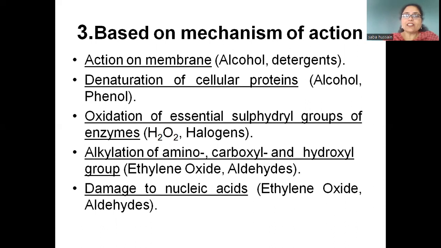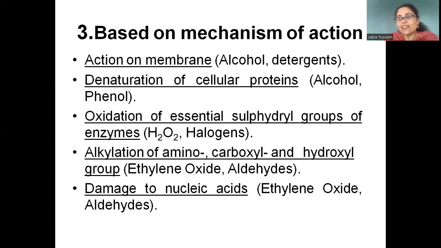Then others cause denaturation of cellular proteins. Alcohols and phenols cause denaturation of cellular proteins of microorganisms, so they become microbicidal. Then there is oxidation of essential sulfhydryl groups of enzymes, disturbing the enzymes of microorganisms, thus resulting in microbicidal activity. Examples are hydrogen peroxide and halogens. Then alkylation of amino, carboxyl and hydroxyl groups is caused by ethylene oxide and aldehydes, thus resulting in removal of microorganisms.